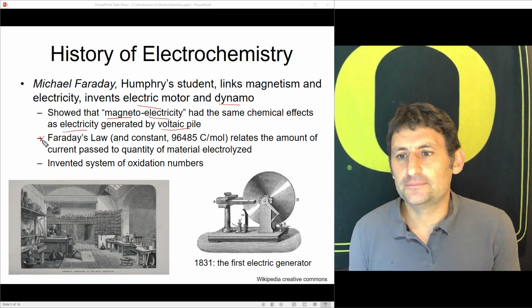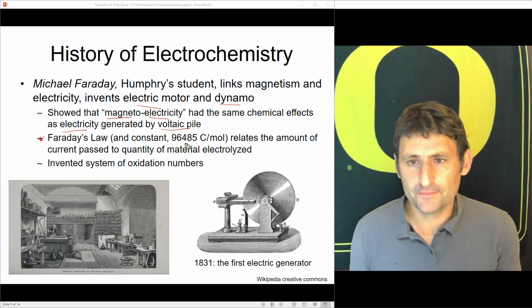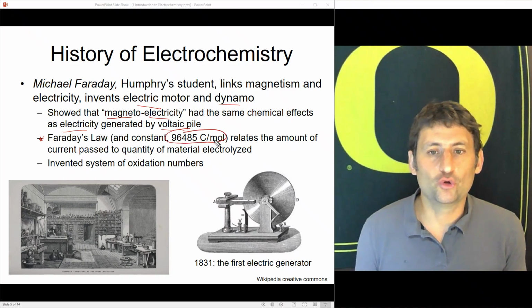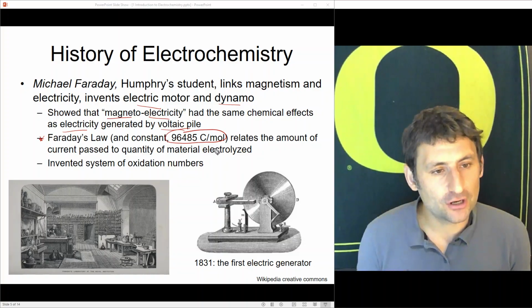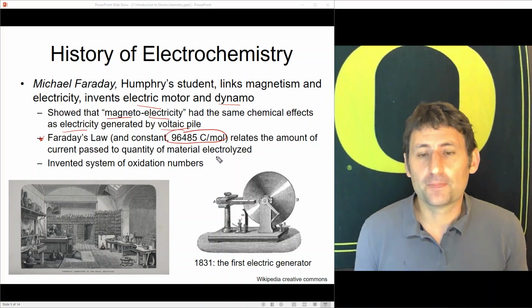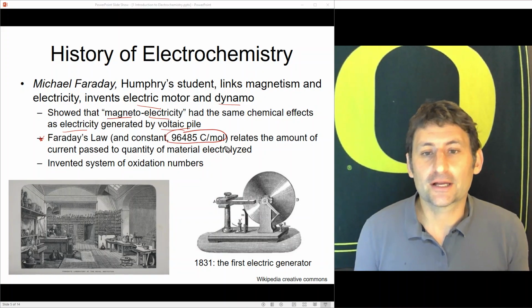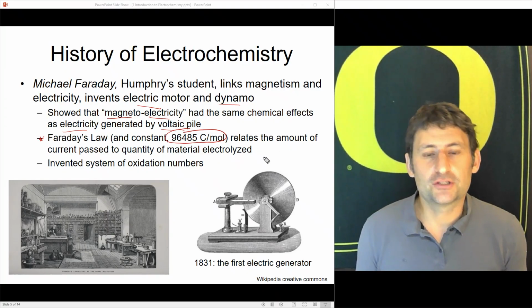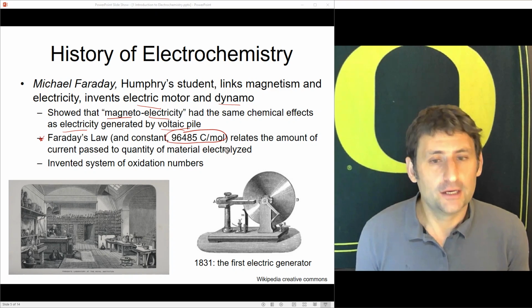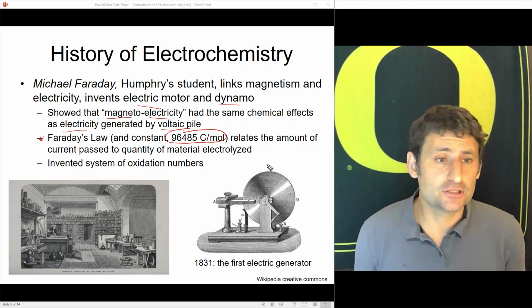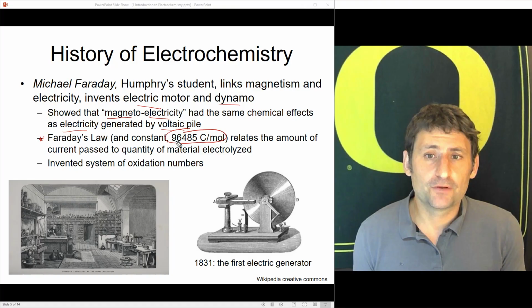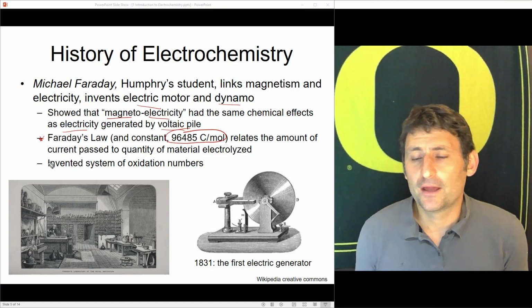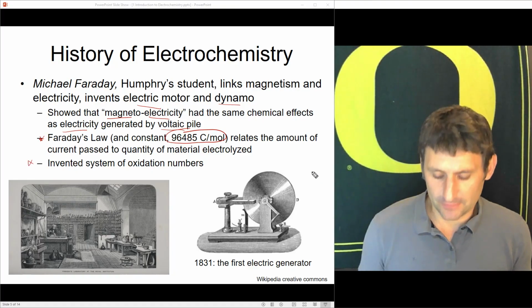He also proposed Faraday's law, and we now have a constant named after him, the Faraday, 96485 coulombs per mole. So it's the number of coulombs in a mole of electrons, sorry. And it relates the amount of current passed to the quantity of material electrolyzed. So if you electrolyze 1 mole of sodium plus to sodium metal, you'll have to consume 96485 coulombs, okay? And a coulomb is a measure of charge. He also invented the modern system of oxidation number.